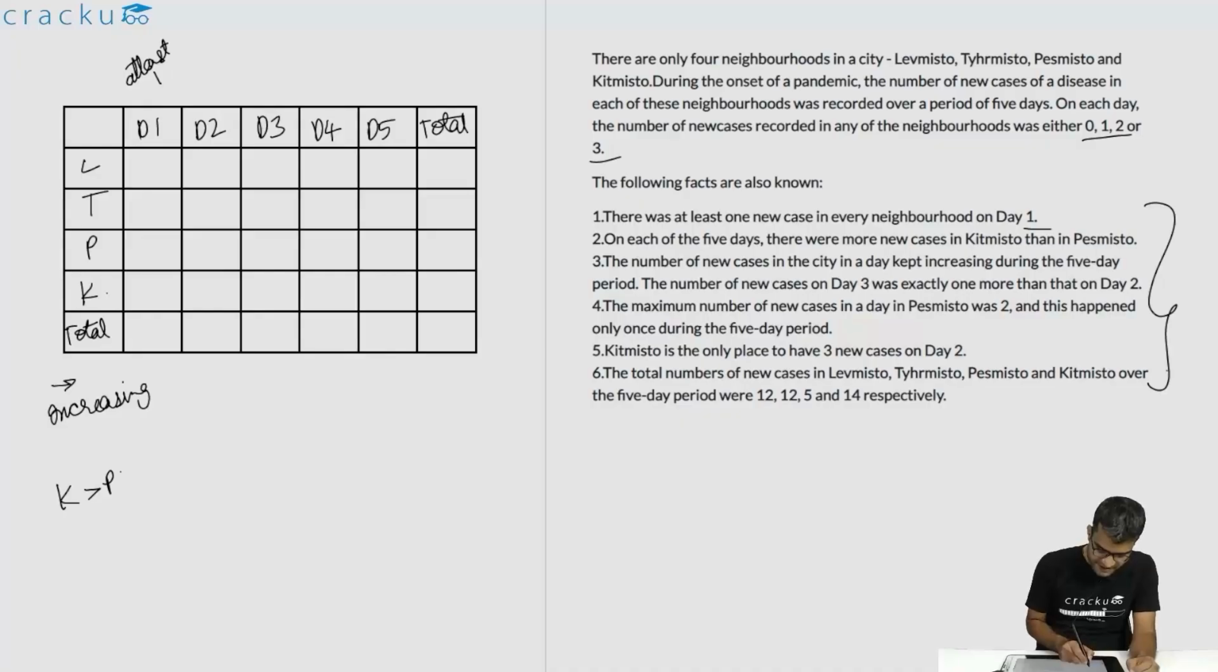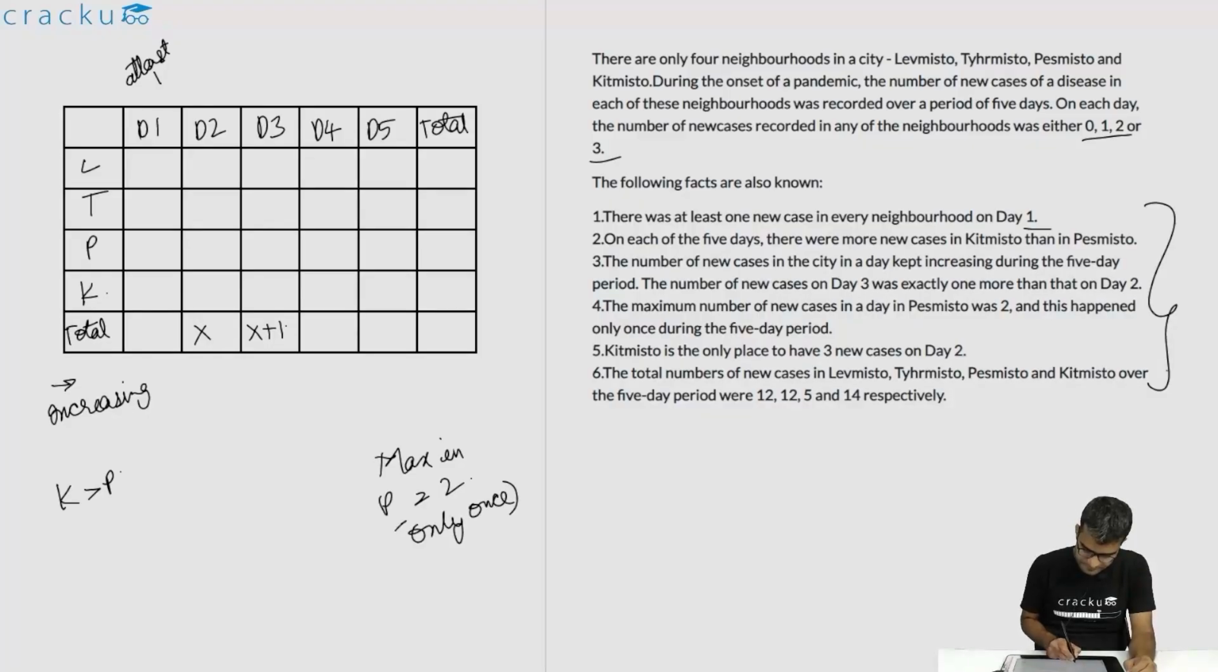So if this is x over here, on day 3 there were x plus 1. The maximum number of new cases in a day in P was 2, and this happened only once in the 5-day period. So max in P is equal to 2, and it happened only once. K was the only place to have 3 new cases on day 2. So K has 3 on day 2. Let me clean this slightly.